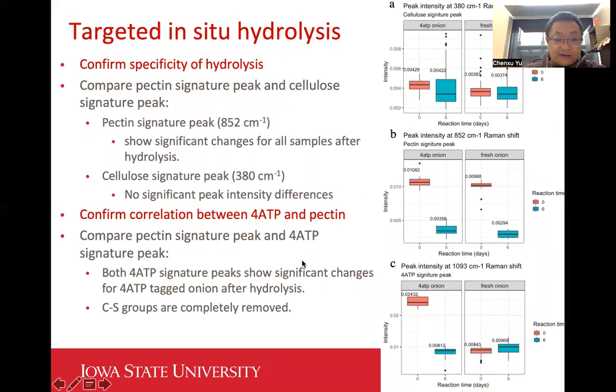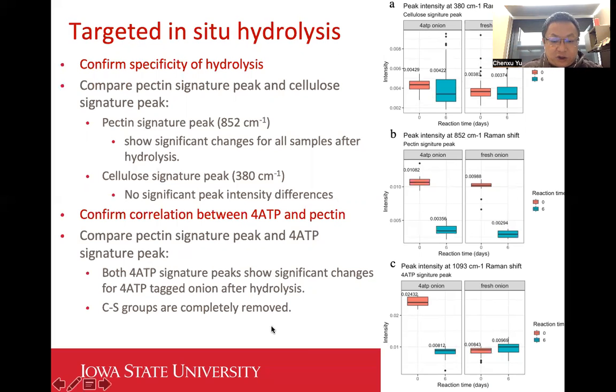And we also looked at whether this so-called in situ hydrolysis reaction is specific towards pectin. The first panel here is a comparison between peaks that are associated with cellulose. Before and after the ATP attachment with the nano enhancement, you can see there are no significant changes for the peaks for the cellulose, which means the enzyme is not really hydrolyzing cellulose, which is what we expect.